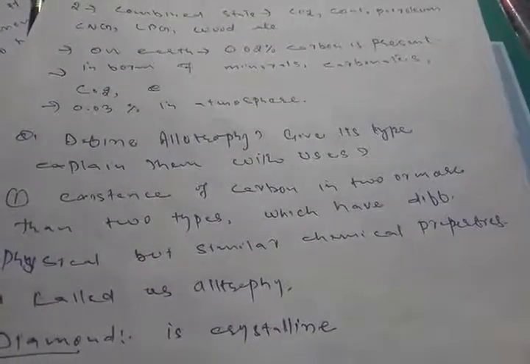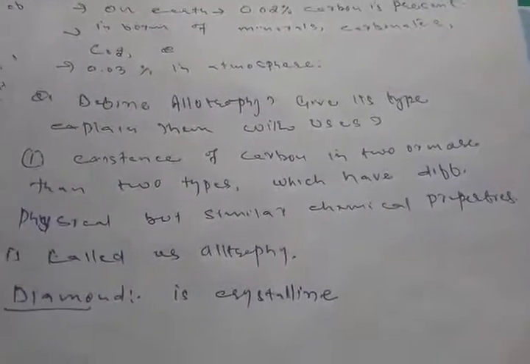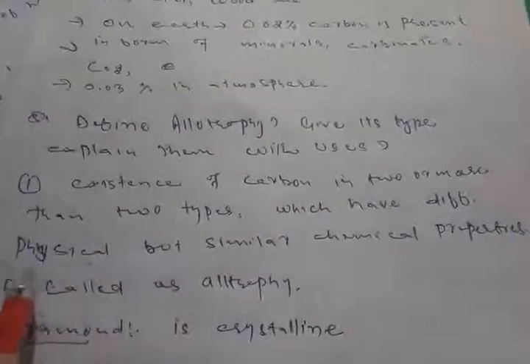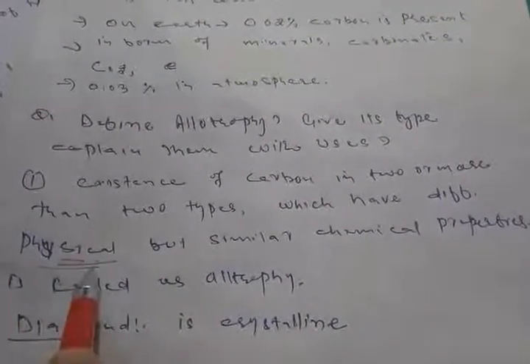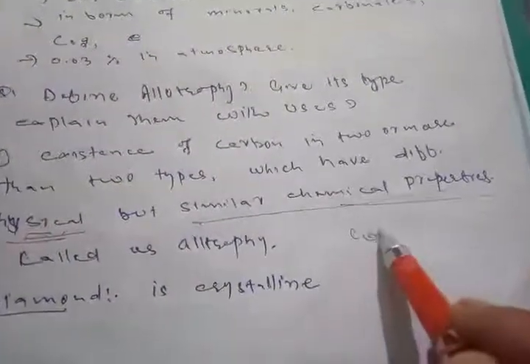Simply teaching, allotropy is a form of carbon in which it exists in two or more than two types or forms which have different physical properties but similar chemical properties. Here different physical properties means their structure is different, but their structure somewhere consists of the same chemical properties. They are only less in their concentration, or we can say percentage.